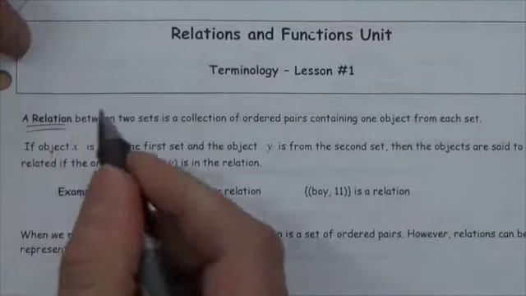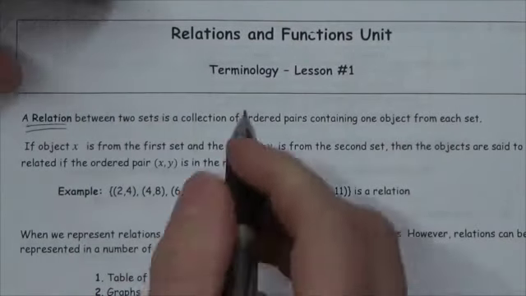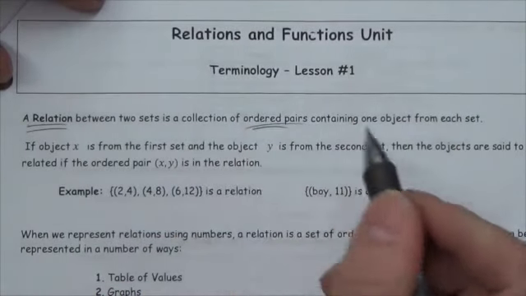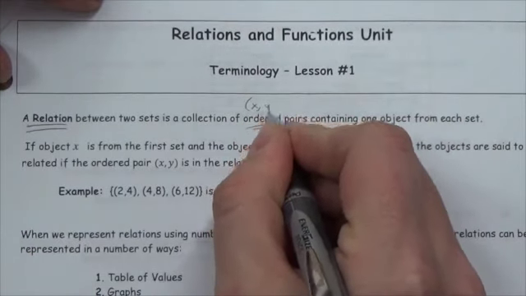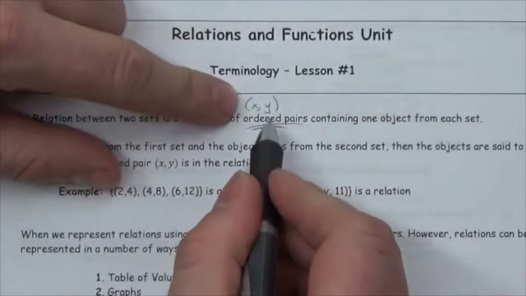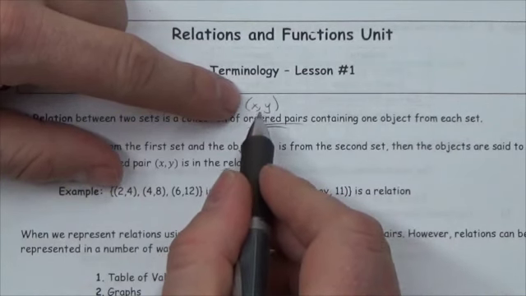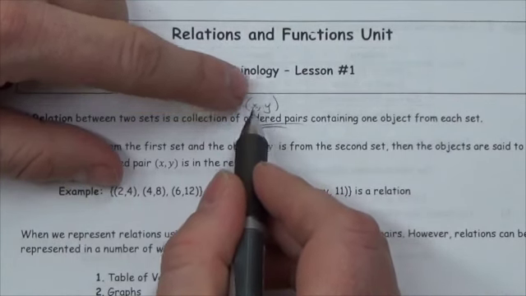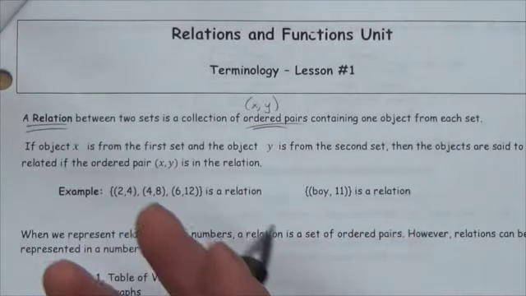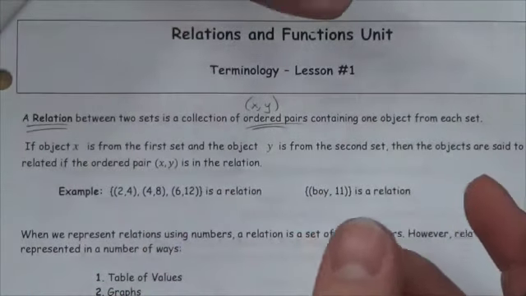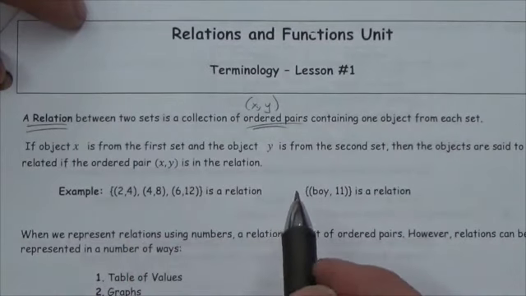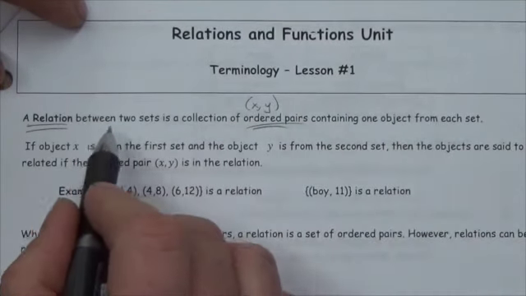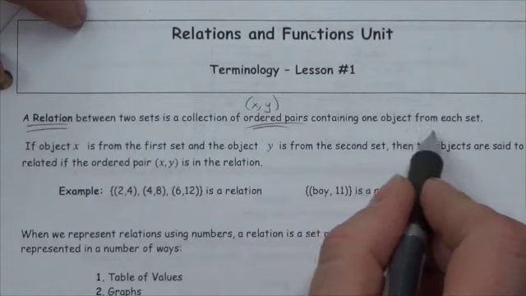So a relation between two sets is simply a collection of ordered pairs. Now ordered pairs, remember, being your x comma y, we put them in parentheses, and the order is important, because whichever one comes first, we've associated with a specific set. The second number is associated with the other set, and so those are clearly mapped out in our heads. So it's a set of ordered pairs containing one object from each set.